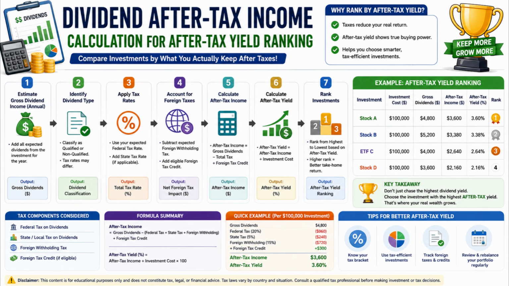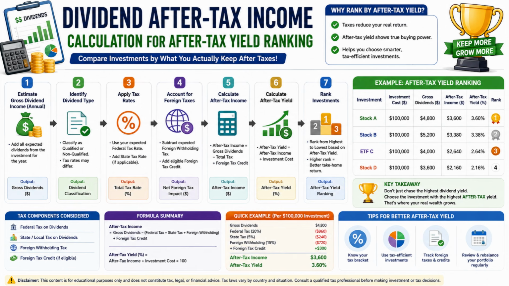Then, account for foreign taxes. If the dividend comes from an international company or fund, foreign withholding tax may reduce the dividend before it reaches your account. At the same time, you may be eligible for a foreign tax credit depending on your country's tax rules. As a result, you should subtract expected foreign withholding and add back any eligible foreign tax credit when calculating net income.